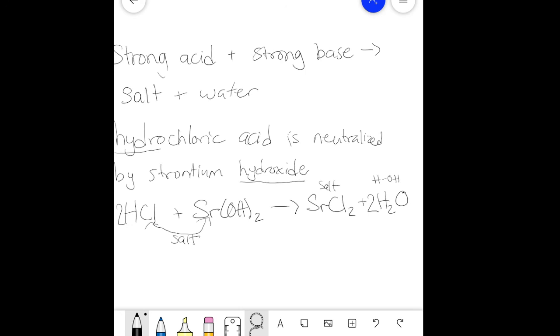And that's literally all that goes into it. It's that simple. You just need to remember kind of this part up here, and you'll be good if you see an acid and a base.